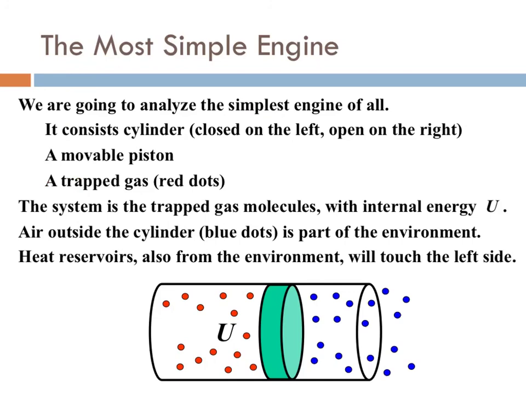Now this engine consists of a cylinder, closed on the left and open on the right, a movable piston, which is represented by this green bar in the center, a trapped gas, in this case those red dots. The system is a trapped gas molecules with internal energy U. Air outside the cylinder, in this case those blue dots, is part of the environment. Now heat reservoirs, something we saw in our last video, also come from the environment, and it will touch the left side of this engine.